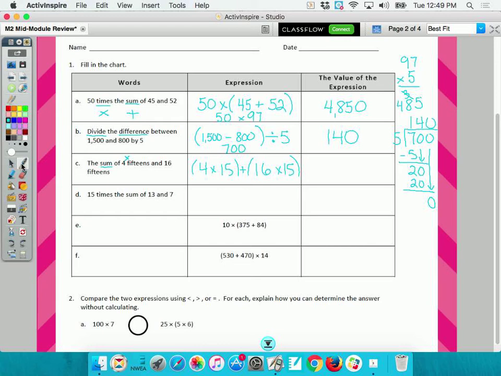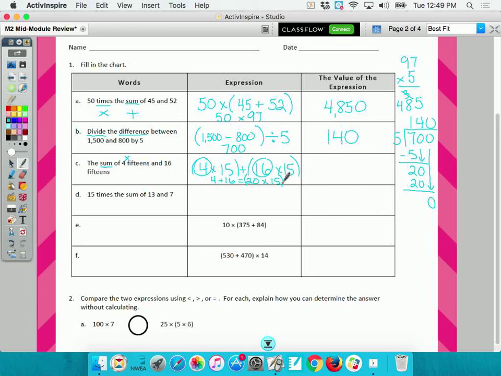Instead of multiplying first, what if I added first? Think about that for a minute. What would you add together if you were going to add it first? Would you add your 15s or would you add your 4 and your 16? I would add my 4 and 16 because the 15s are the same. So I'm going to multiply by 15 on both of them. So I could do 4 plus 16 first. And what does that equal? 20, and then 20 times 15.